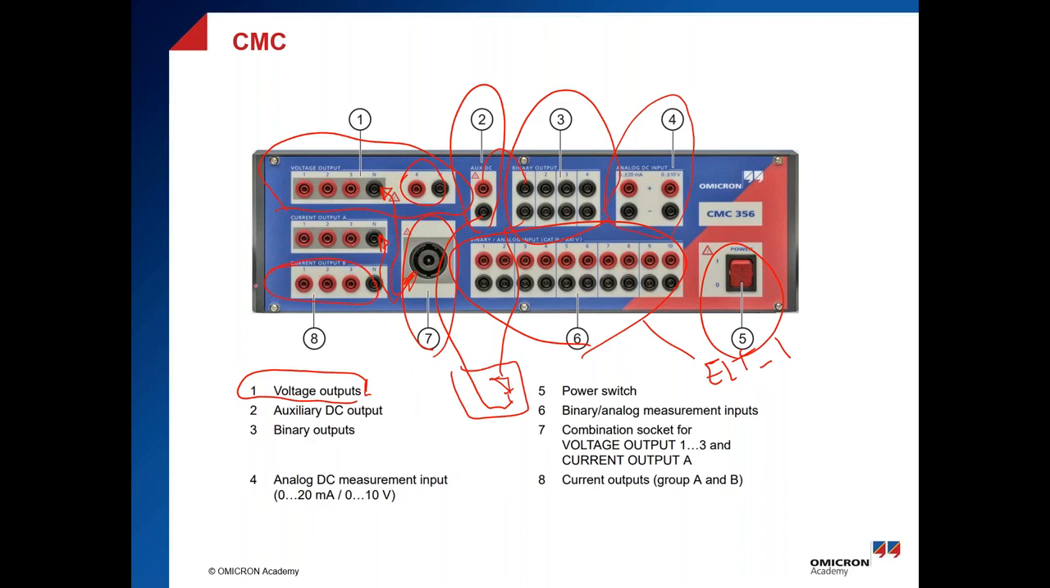Now we came to the most important one. It's point number 8, which is a current output. We have 2 groups, Group A and Group B.